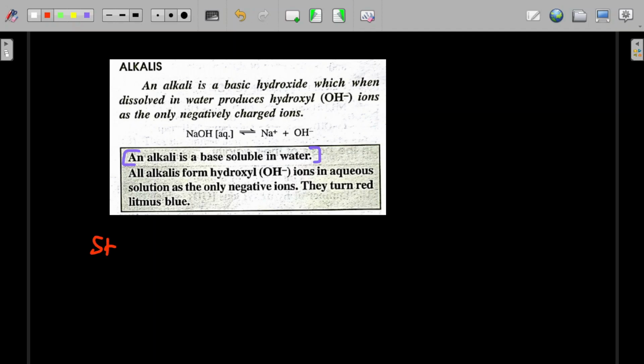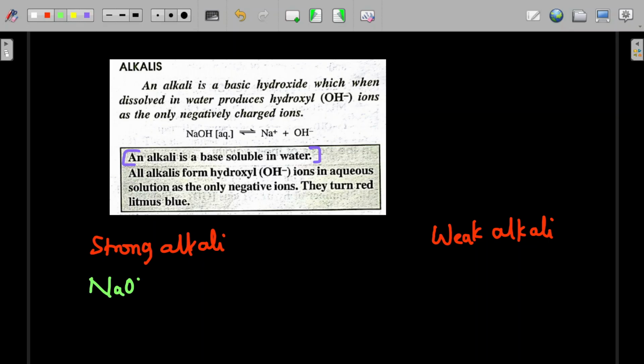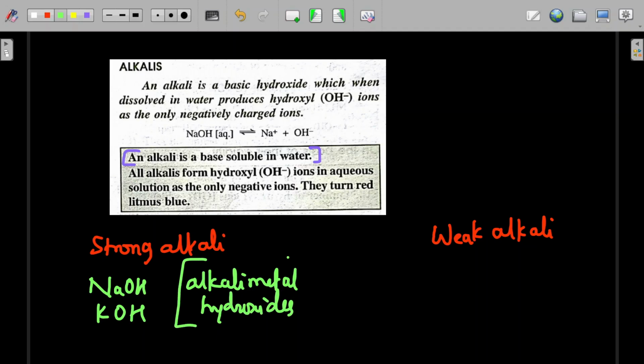What you have to remember here: two strong alkalis and two weak alkalis. Again, what do you mean by strong and weak? If it completely ionizes, it is strong. If it partially dissociates, then it is weak. So a couple of them are sodium hydroxide and potassium hydroxide. But remember, alkali metals, group 1 hydroxides, all of them are strong alkalis.